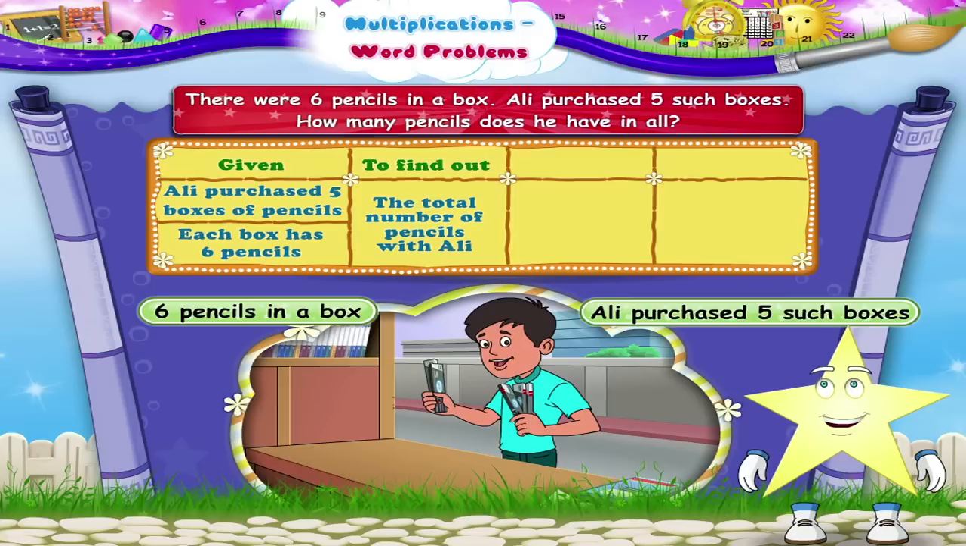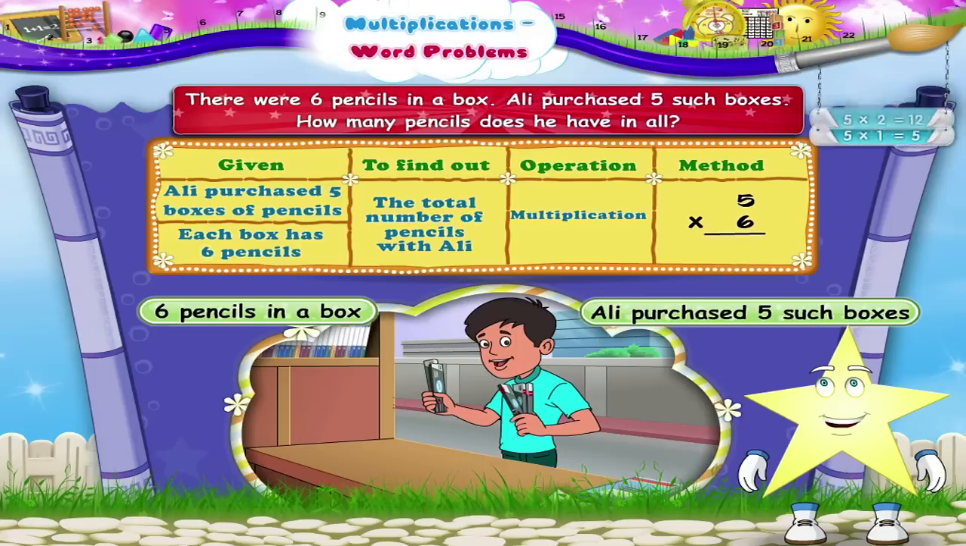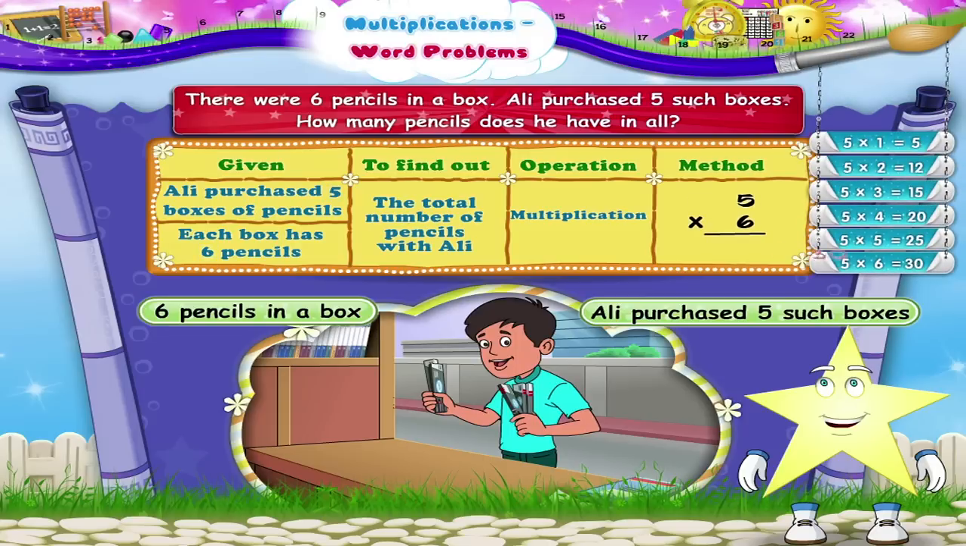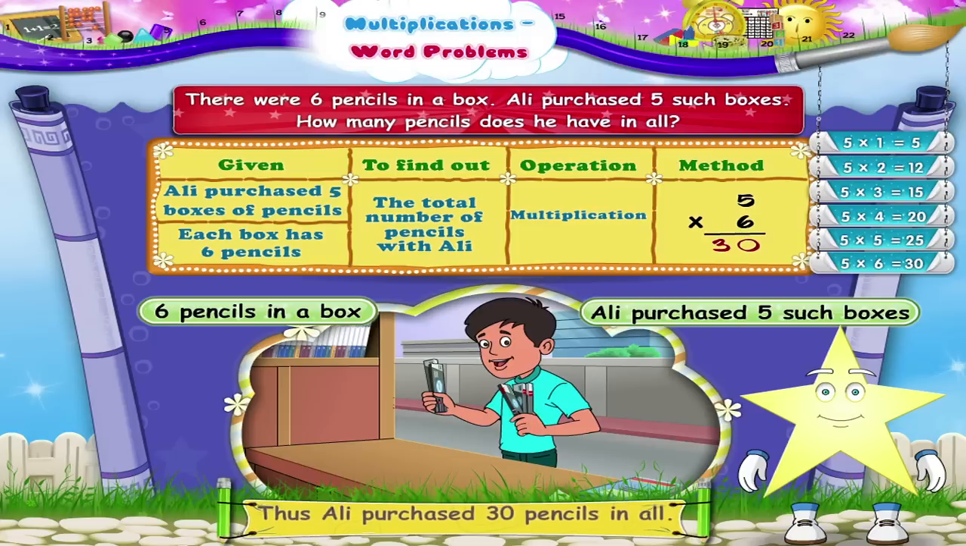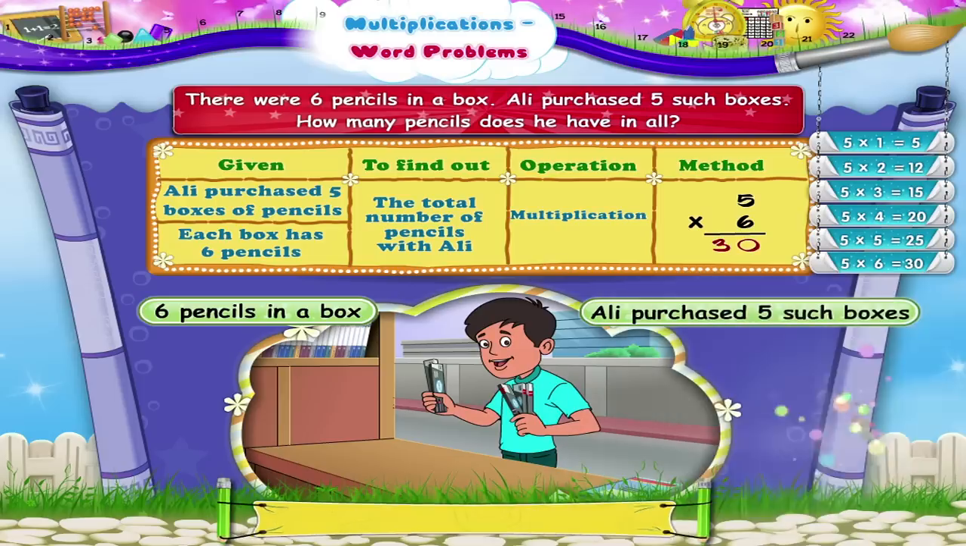Can you solve this problem, Starry? Yes, it's simple. We have to multiply 5 by 6. So 5 sixes are 30. Thus, Ali purchased 30 pencils in all. Should we solve the next example, Starry? Okay, then let's read it.